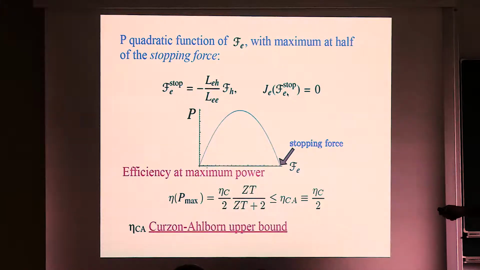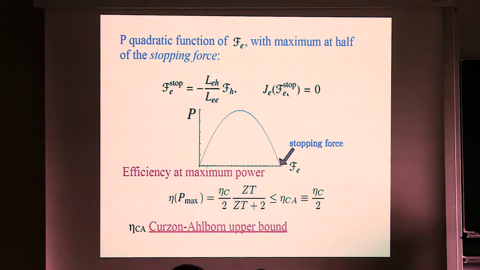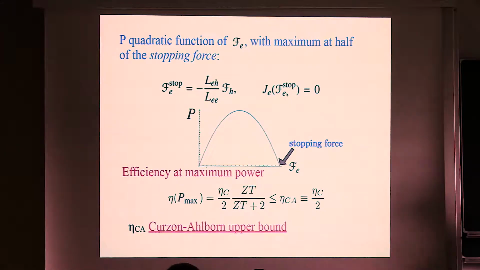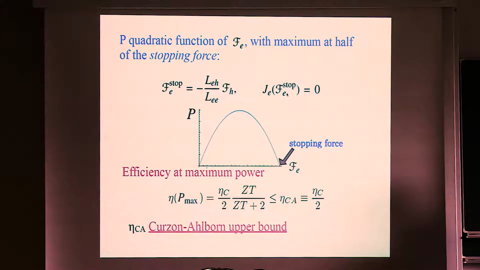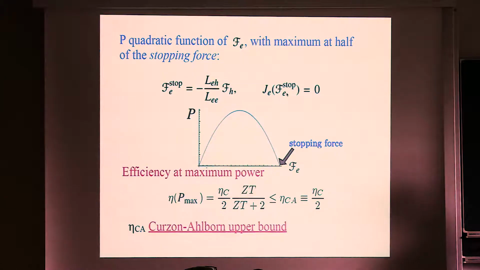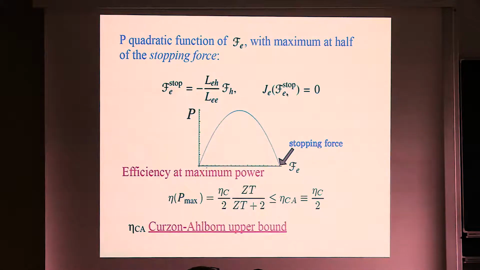Basically, if you look at power within linear response as a function of voltage, you have this parabolic shape. The voltage is a stopping force, which means that you have a temperature difference, you increase your voltage, and at some point the temperature difference is not sufficient to drive the flow of charges against the voltage. This is the stopping force. And at half of the stopping force, you have the maximum power. Then you can compute the efficiency at maximum power, and again it is a monotonically growing function of ZT.